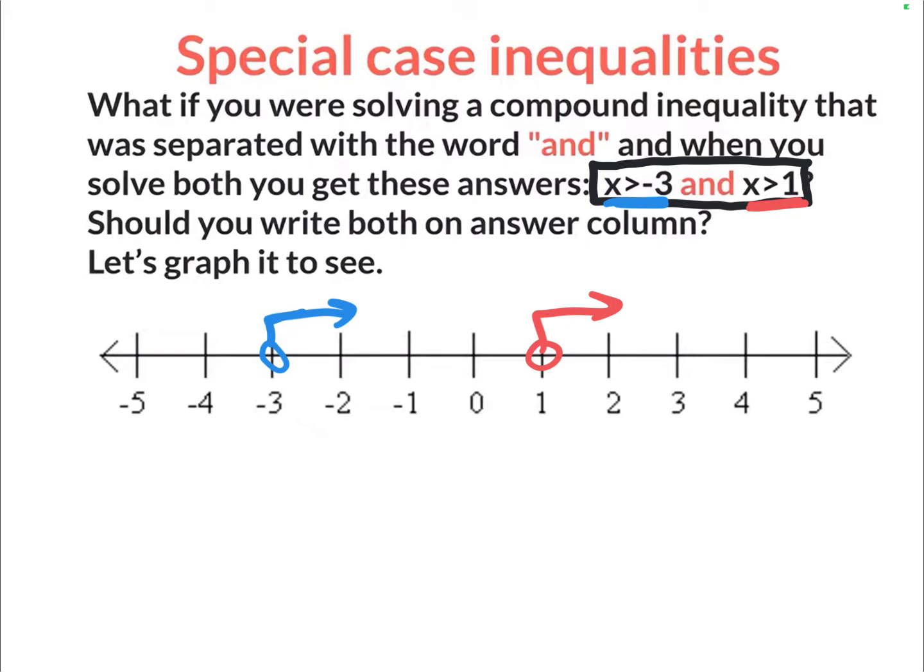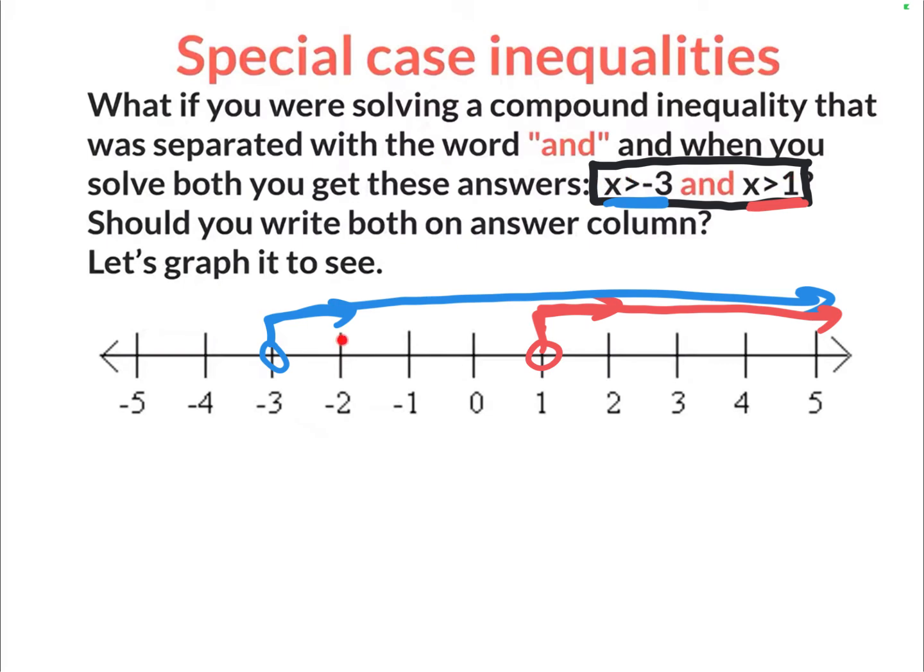Here's the blue one going this way forever. Here's the red one going this way forever. Let me ask you this. -5, does it work for x is greater than -3 and x greater than 1? No, -5 doesn't work. -2, does it work for x being greater than -3 and x is greater than 1?